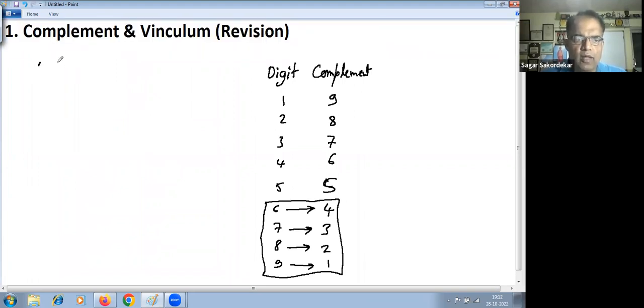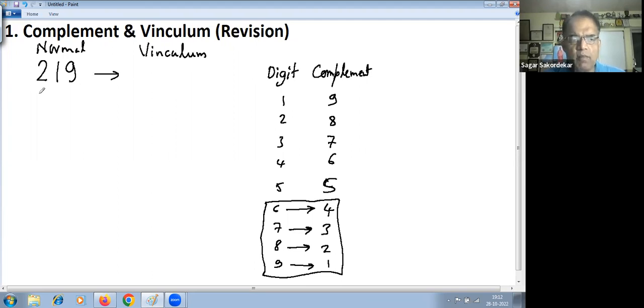So if you have any digit above 5, that can be converted. Now this is a normal number. We'll convert to Vinculum. First, a very important part we should understand is that Vinculum will be useful when you have got digits above 5. If all digits are less than 5, you don't need to use Vinculum.